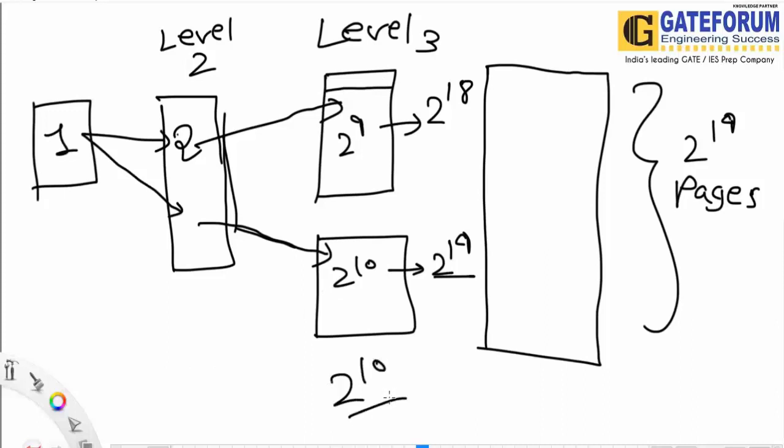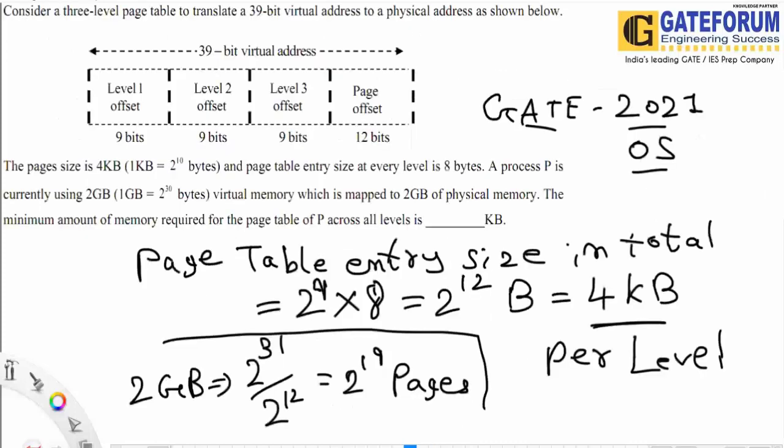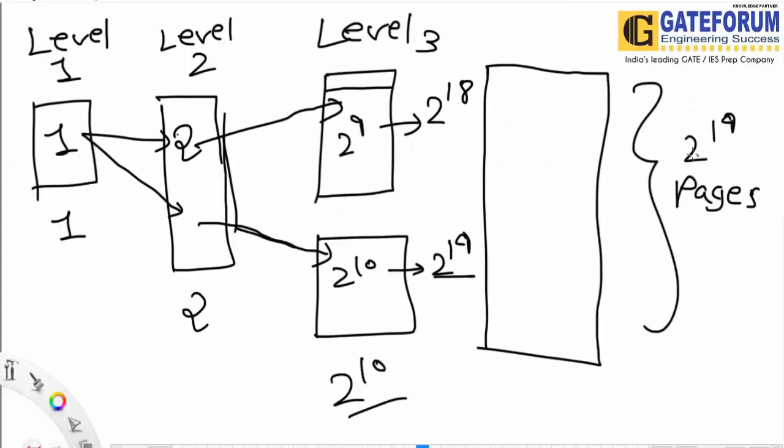The number of page tables we require to point to 2 raised to 19 pages: for that 2 raised to 10, we will require 2 of level 2 and 1 of level 1. This is basically level 1. One page table of level 1 can point to 2 raised to 9, but here there are only 2. Now one of these level 2 can point to 2 raised to 9, but here we require 2 raised to 10 to point to the 2 raised to 19 pages, which we have in total for this part.